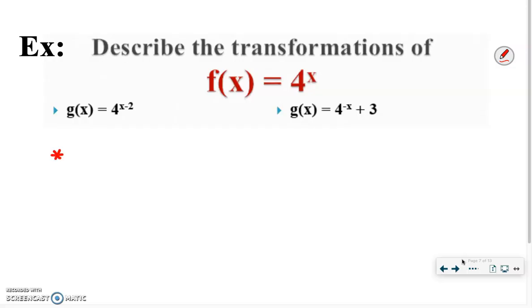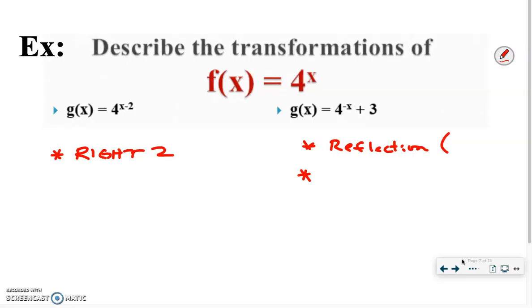Up, down, right, left, how much? What do you think? We're going to move right 2. Good. What about this one? 4 to the negative x plus 3. So the negative x means that we're going to reflect.